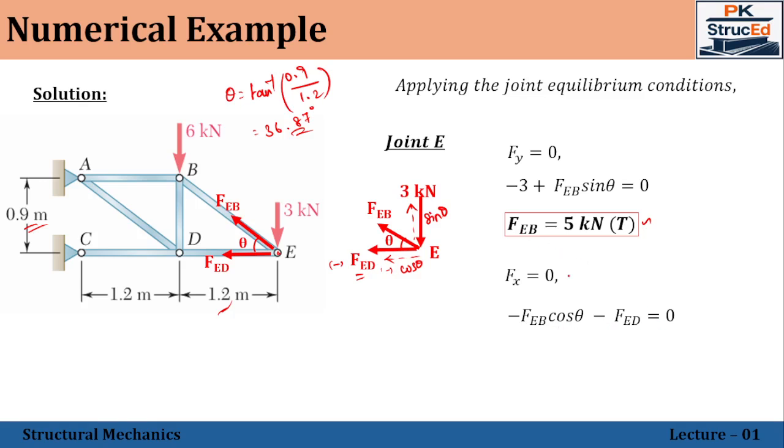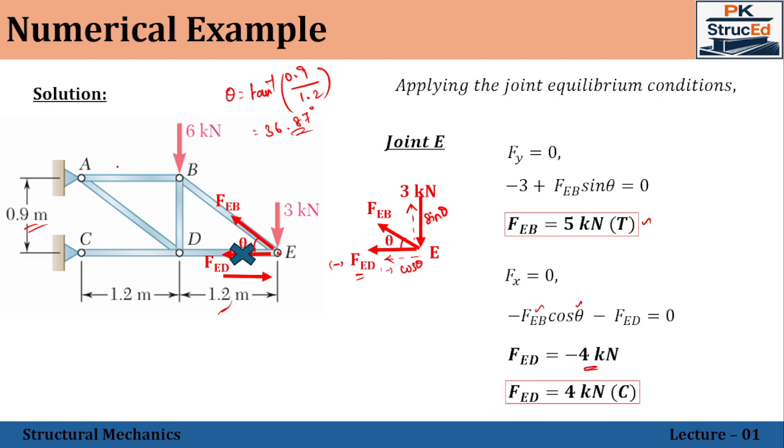Substitute the value of FEB equal to 5 and theta equal to 36.87. We can get the value of FED as minus 4 kilonewtons, which means that the assumed direction is wrong. The member is in compression. So change the direction, it will be acting towards the joint rather than acting away from the joint, which has been assumed. Now 2 members have been done.